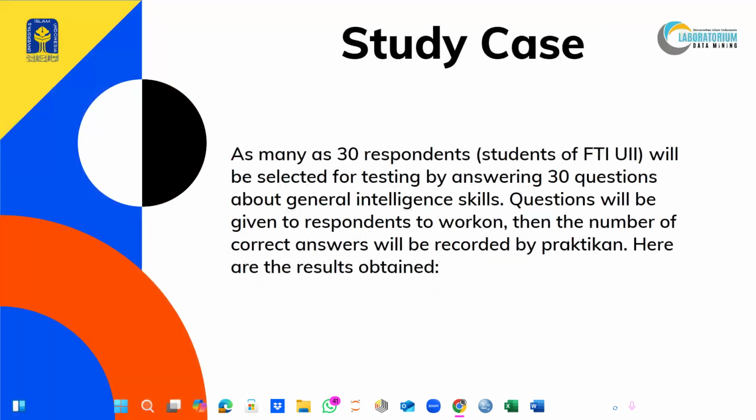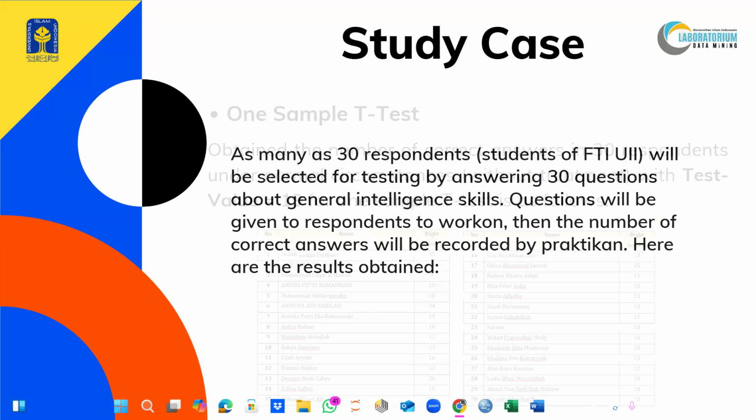Okay, the study case. A certain number of respondents, students of FDAUE, will be selected for testing by answering 30 questions about general intelligence skill. The questions will be given to the respondents to work on, then the number of correct answers will be recorded by the practicant. Here are the results.